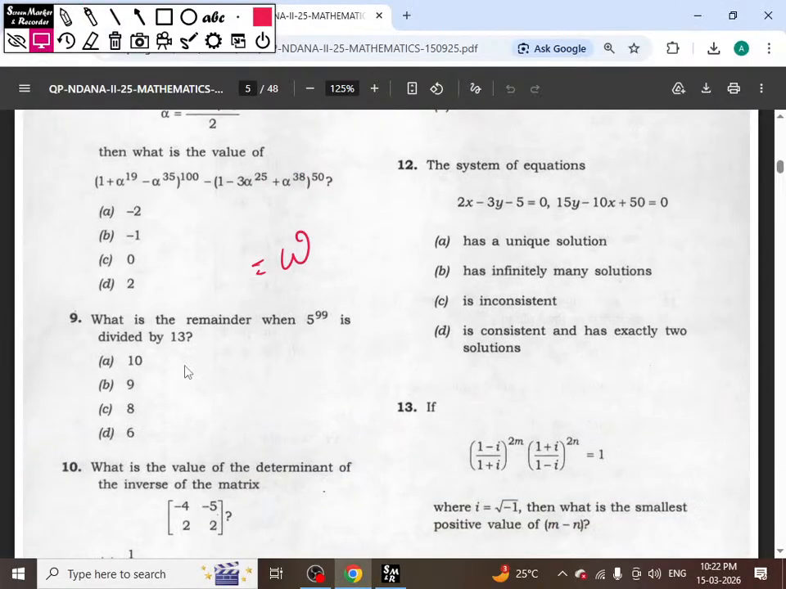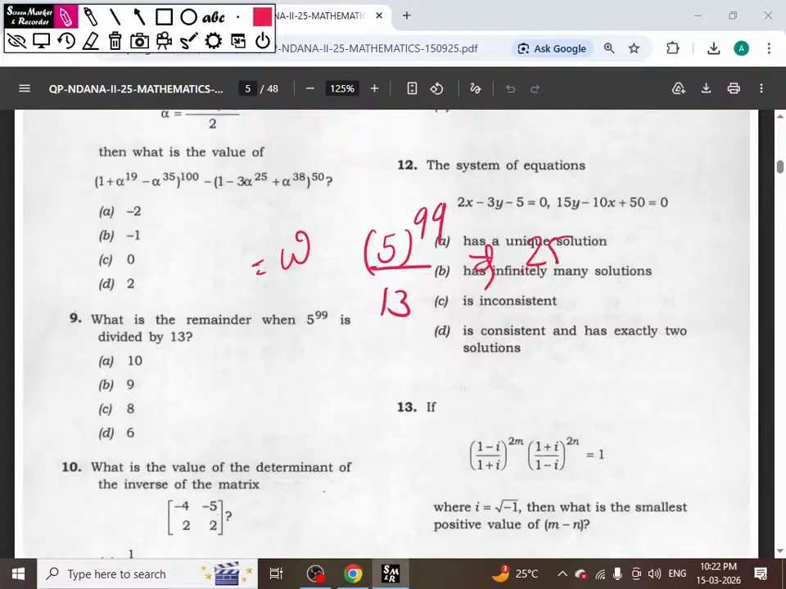What is the remainder of 5 to the power? What number will be the 13?